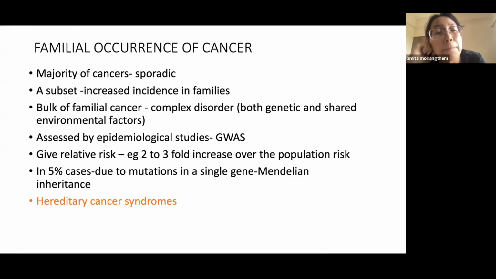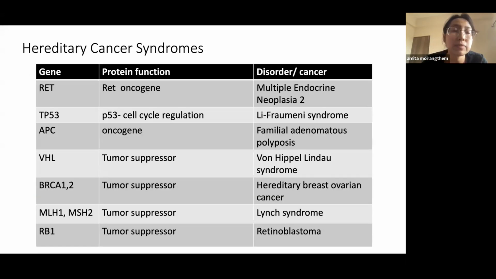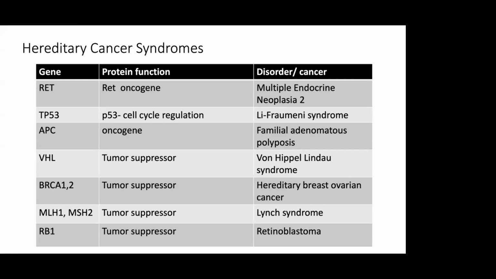folds. But in 5% of cancer families, we have what is called the typical Mendelian inheritance, as observed in single gene or monogenic disorders. So these familial cancers are what is known as the hereditary cancer syndromes. There is a long list of syndromes, some of which I have listed here.